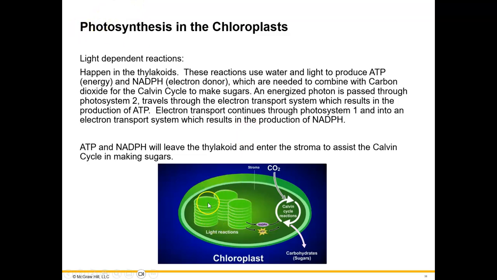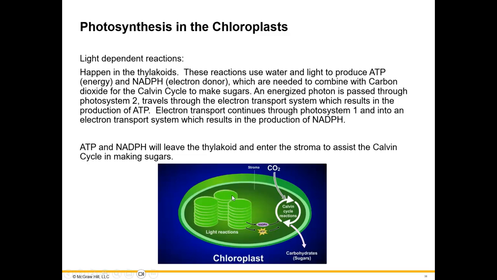Light-dependent reactions happen in the thylakoid, mostly in the membrane. These reactions are using water and light to produce ATP, which is the energy that we need, and NADPH, which will function as our electron donor because it provides that hydrogen that can donate an electron. These are needed to combine with carbon dioxide later in the Calvin cycle to make sugars.